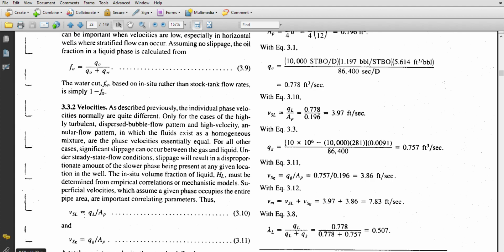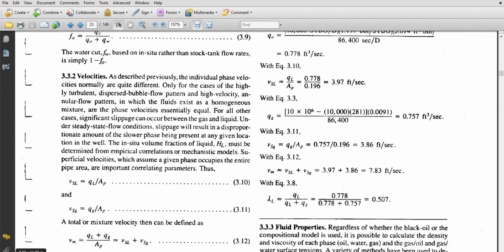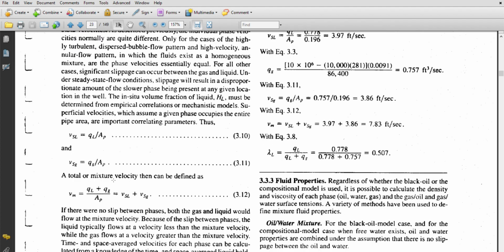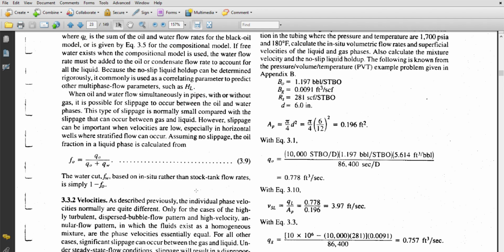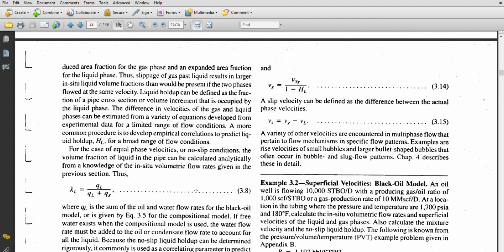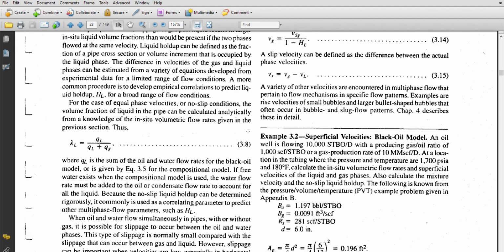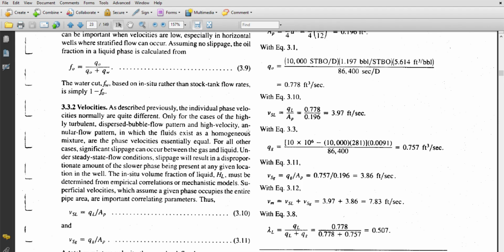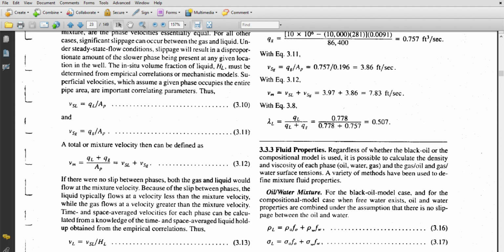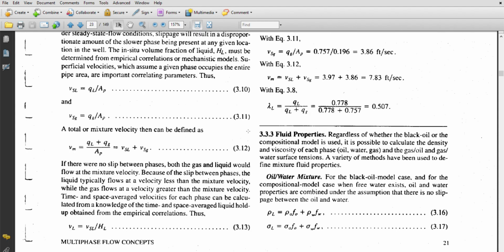Okay, so we have a superficial velocity, which is a little bit different, it's not the real one. It is Q_L divided by A_p, where A_p is the pipe area. And we have a velocity of gas at the actual condition, but we don't calculate that one. But there is a way to calculate the liquid.